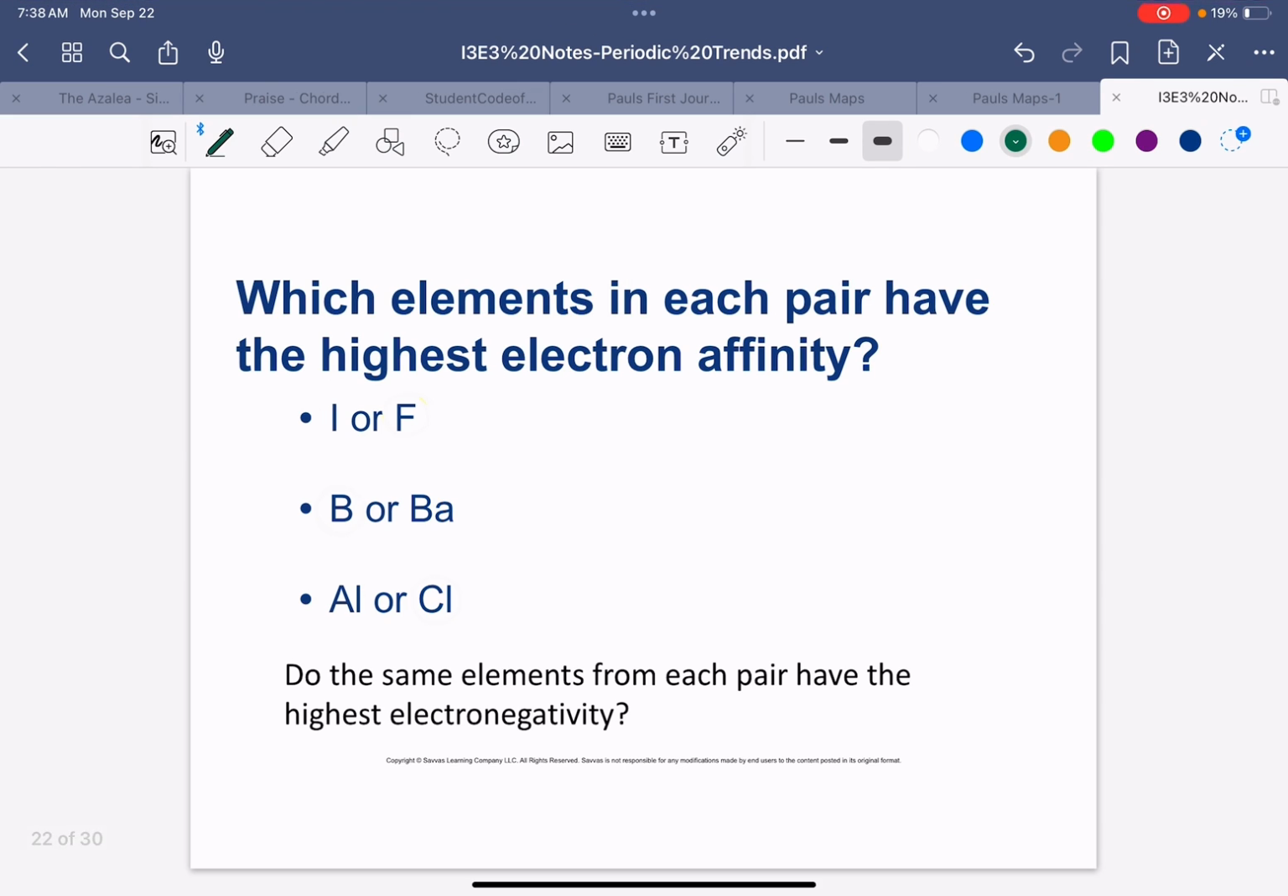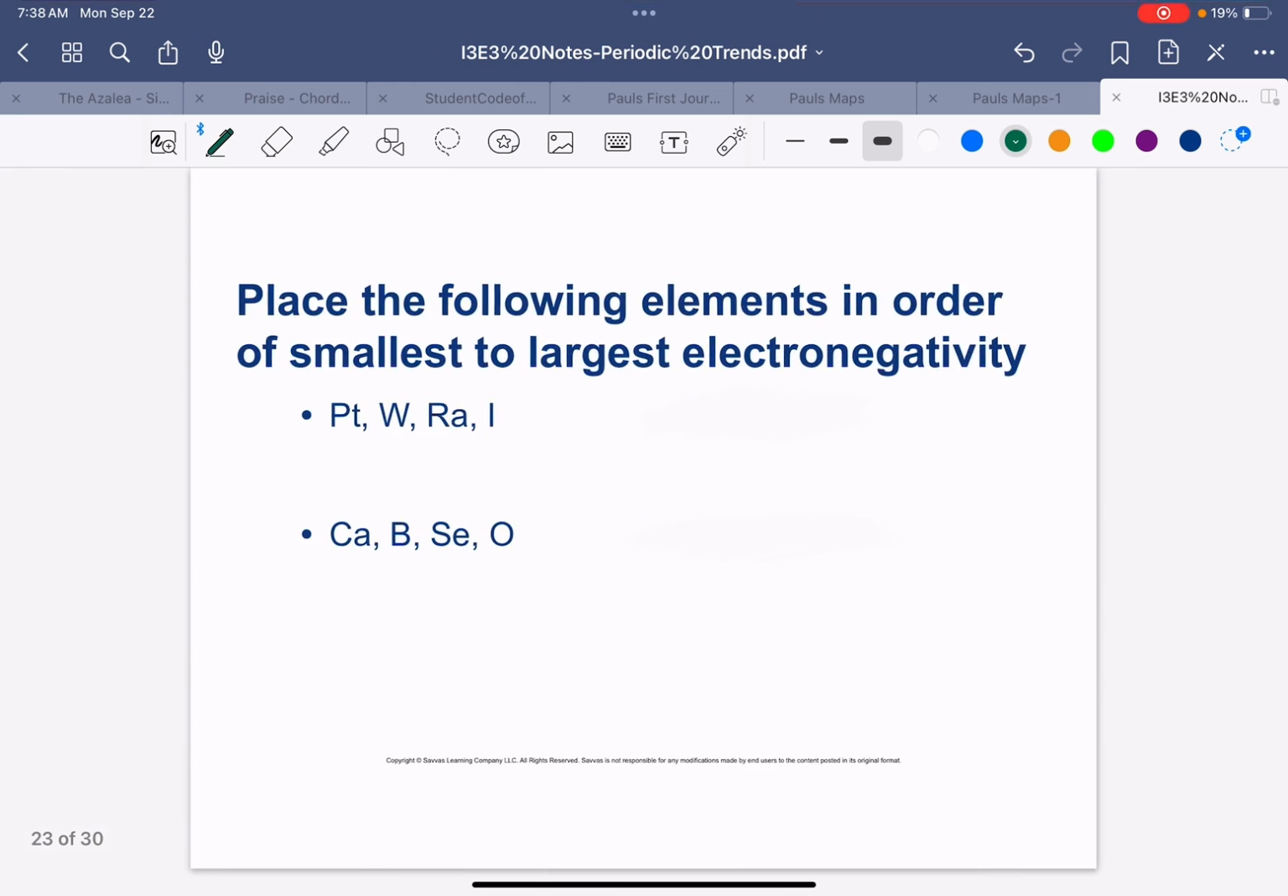So, which elements in each pair have the highest electron affinity? Iodine or fluorine? Well, fluorine, we know, has the highest. Iodine is lower on the table. Boron or barium? Boron is way further up and to the right than barium. Aluminum or chlorine? Chlorine is further to the right. The same trend would exist for electronegativities.